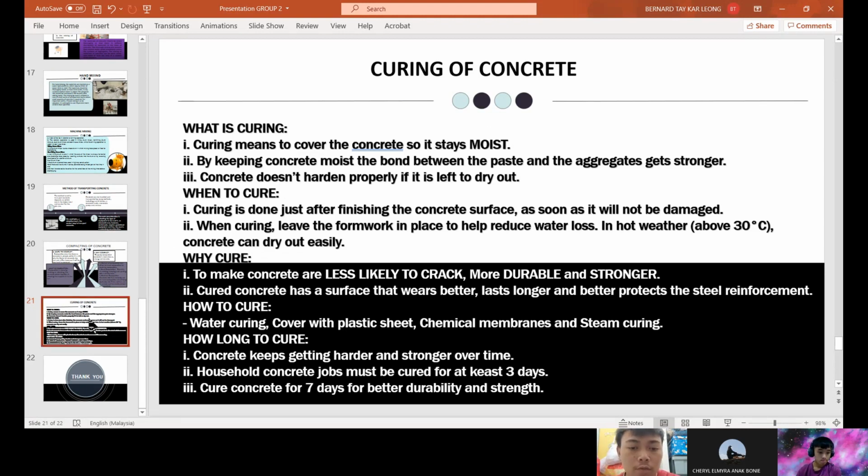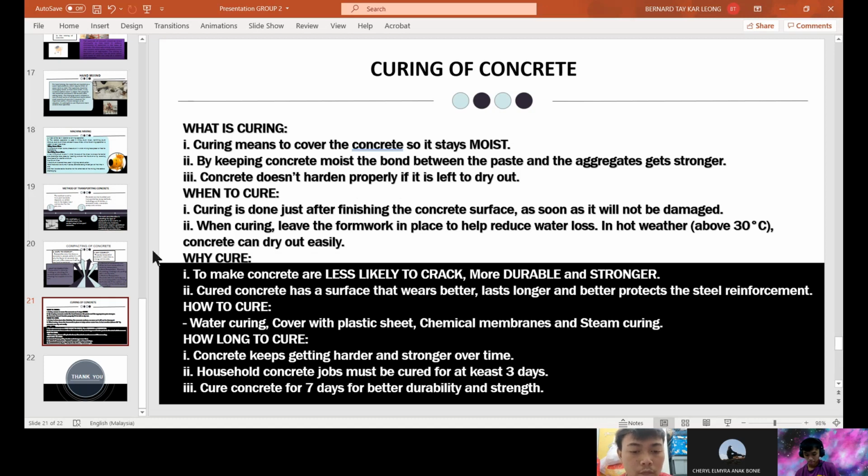Okay, last one. Curing of concrete. What is curing? Curing means to cover the concrete so it stays moist. By keeping concrete moist, the bond between the paste and the aggregate gets stronger. Concrete does not harden properly if it is left to dry out. When to cure? Curing is done just after finishing the concrete surface, as soon as it will not be damaged. Number 2, when curing, leave the formwork in place to reduce water loss. In hot weather above 30 degrees Celsius, concrete can dry out easily.